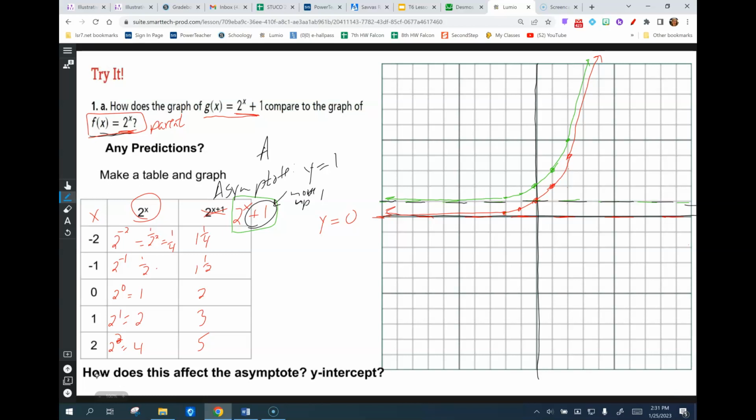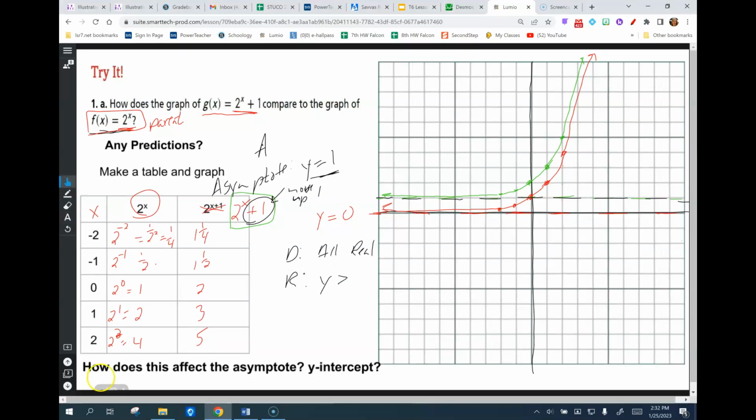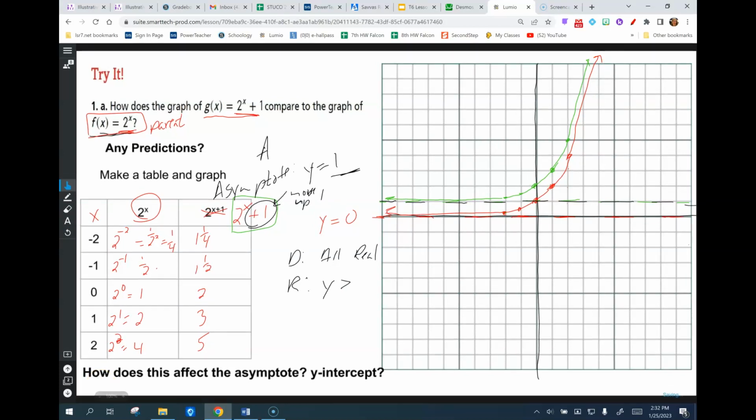Does my domain change? Can I have all the same stuff? Yep, all real numbers. Does my range change? Yes, it does, because my range is based off of my asymptote. My asymptote is 1, so my range is going to be y is greater than 1. So that asymptote determines your range. It's still an increasing function. But do you see what happened with this right here?